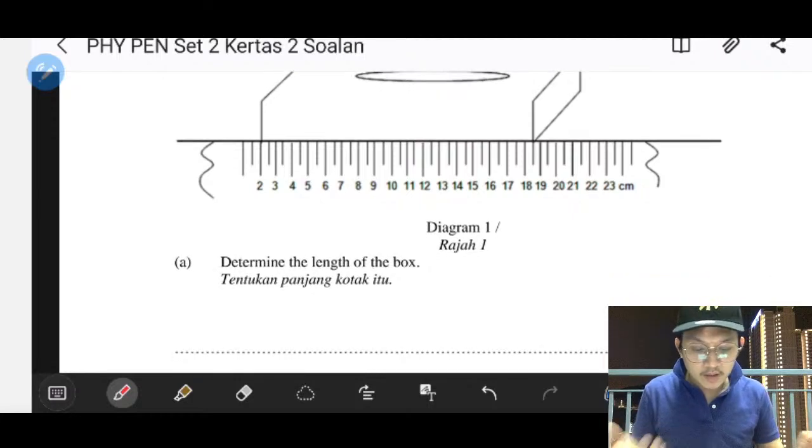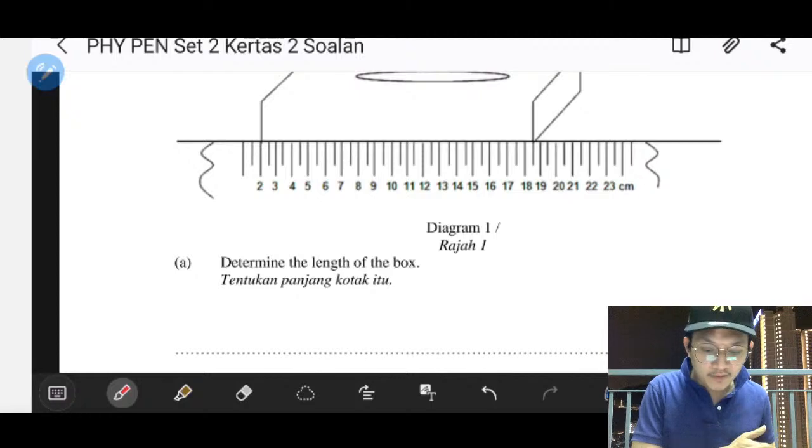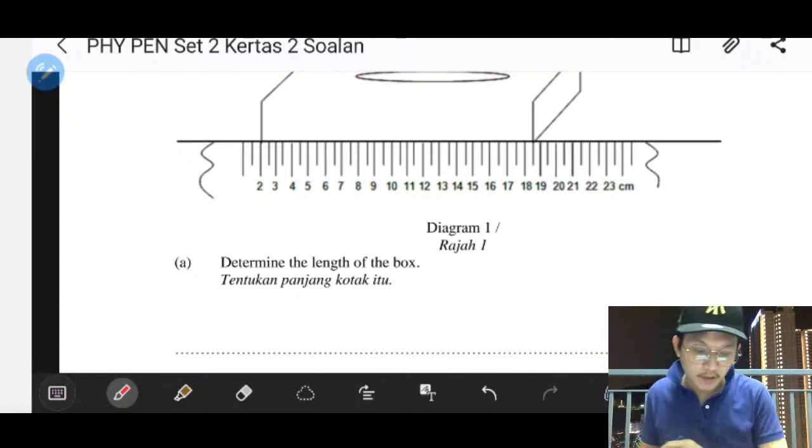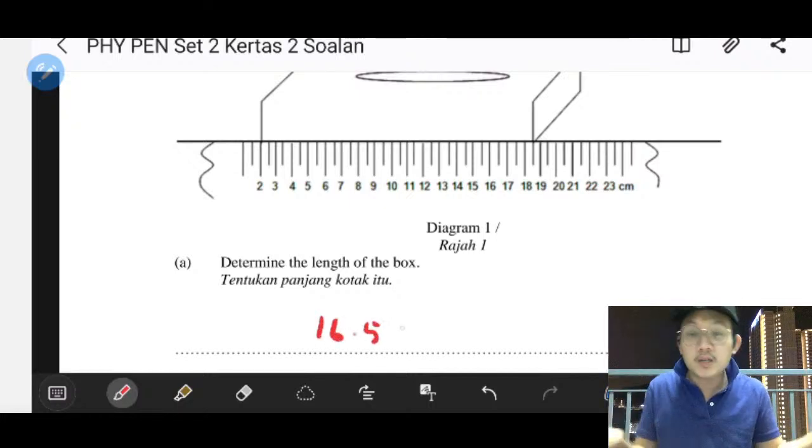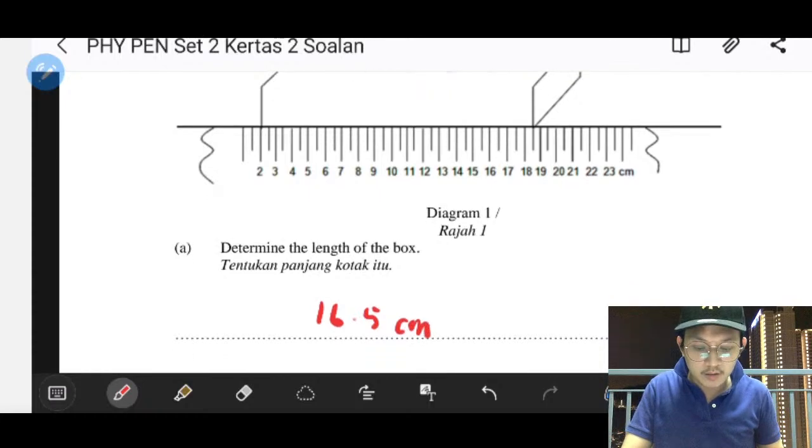Okay, so this answer is pretty simple. 18.5, you dapat 18.5 cm, you kena tolak 2, kamu akan dapat 16.5 cm. Okay, so that's all the answer. Pretty simple as that. I'm not going to go very far on this one. Okay, let's go to the next one.